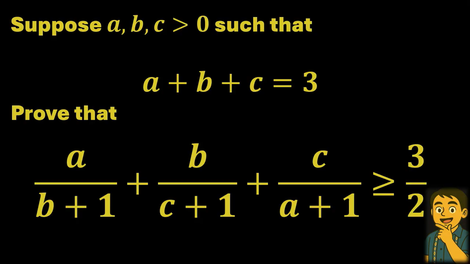Suppose a, b, c are positive such that the sum equals 3. We are asked to prove that a over b plus 1 plus b over c plus 1 plus c over a plus 1 is at least 3 over 2. We'll prove this inequality using Cauchy inequality.